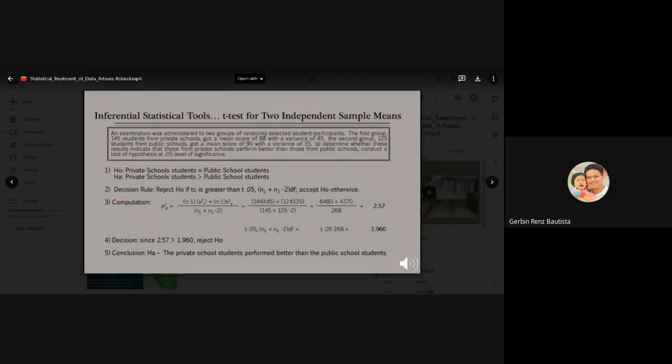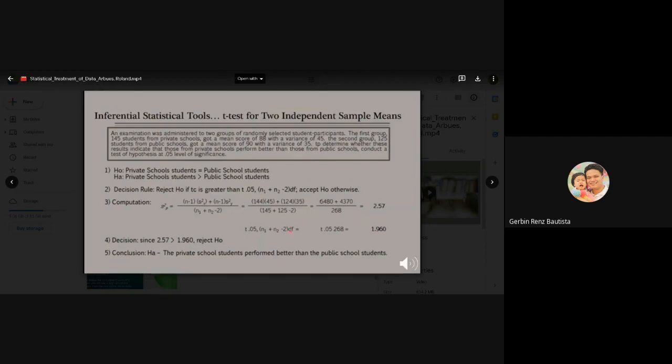To compute, we get 145 minus 1, or 144, times 45, which is the variance for the private schools, minus 125 minus 1 or 124, which is the population of the public school students, multiplied by the variance of 35. Divide everything by the population of the private school students and the public school students minus 2 to come up with a computed t-test of 2.57.